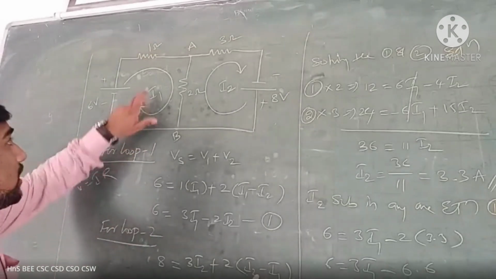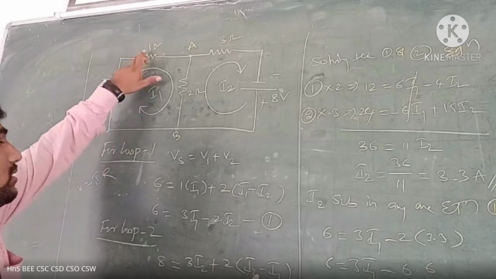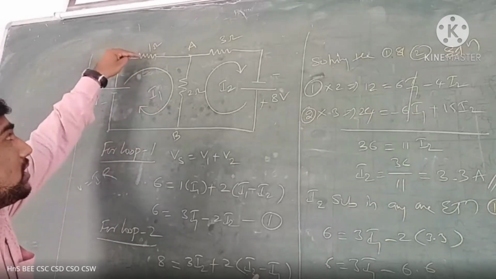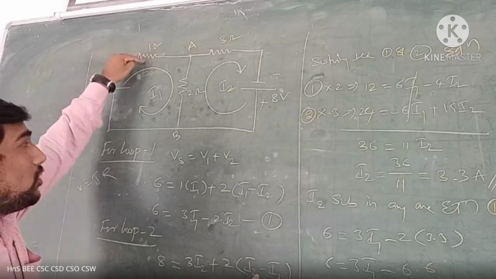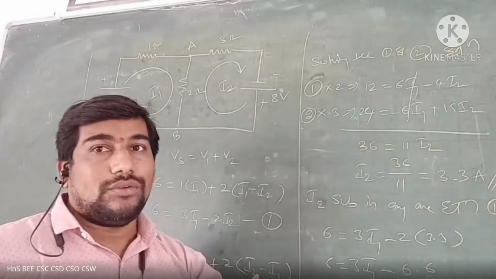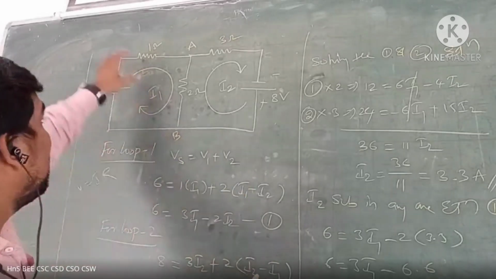Sir, the current across the 1 ohm resistance is which one? What is it, I1 or I2? I1, sir. Simply I have to say the current across the 1 ohm resistance is 4.15. Why? Because I1 is 4.15. Just you have to take the current value.